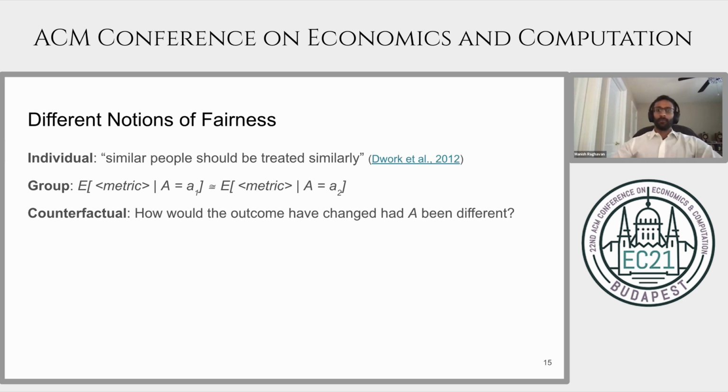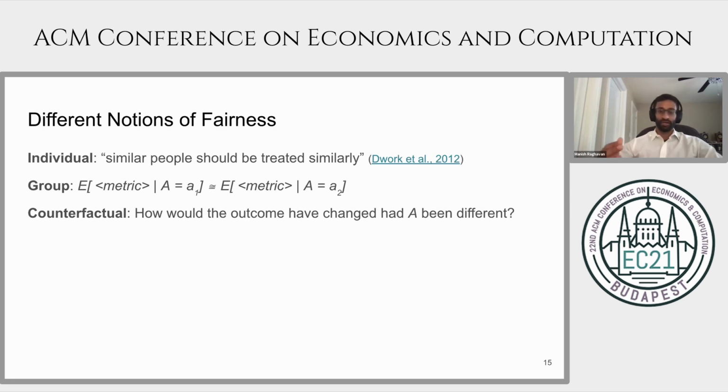Individual fairness is premised on the idea that similar people should be treated similarly. The idea goes, if 2 people are quite similar, it would be unfair in some sense if they receive vastly different outcomes from our system. Group fairness operationalizes the idea that on average, people of different groups shouldn't experience the decision-making system very differently.